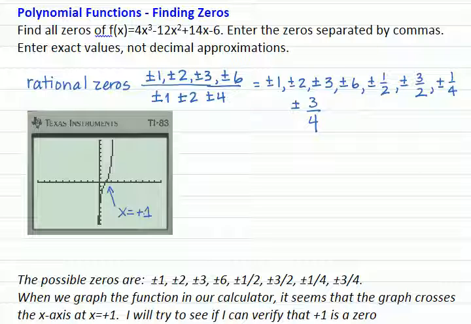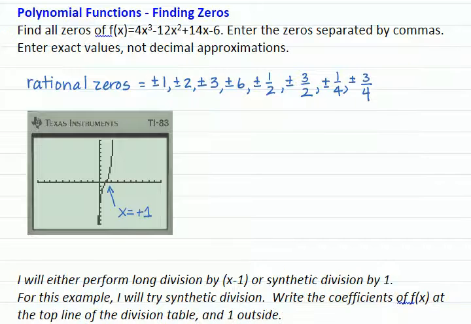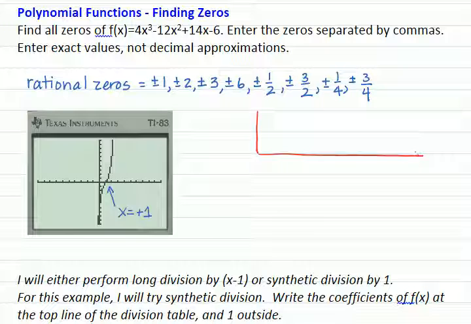I will try to see if I can verify that +1 is a zero. I will either perform long division by x minus 1 or synthetic division by 1. For this example, I will try synthetic division. Write the coefficients of f of x at the top line of the division table: 4, -12, 14 and -6, and the 1 outside.